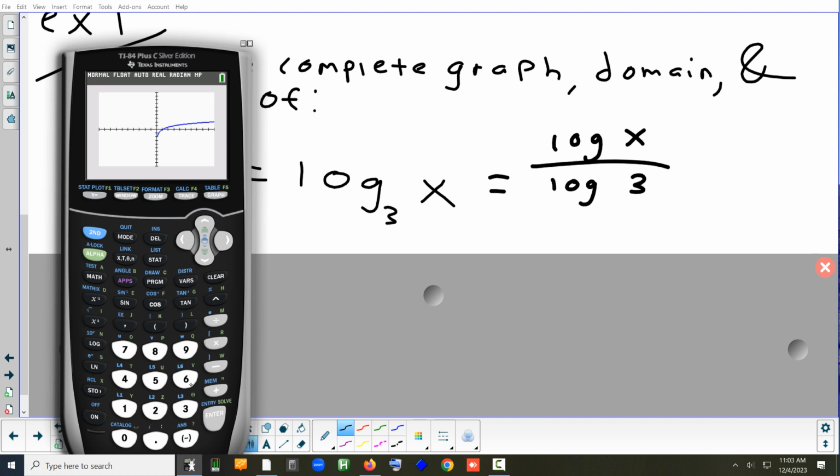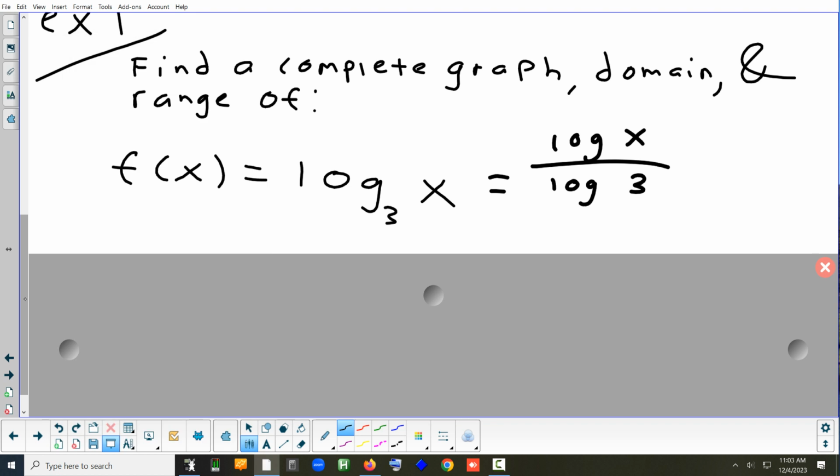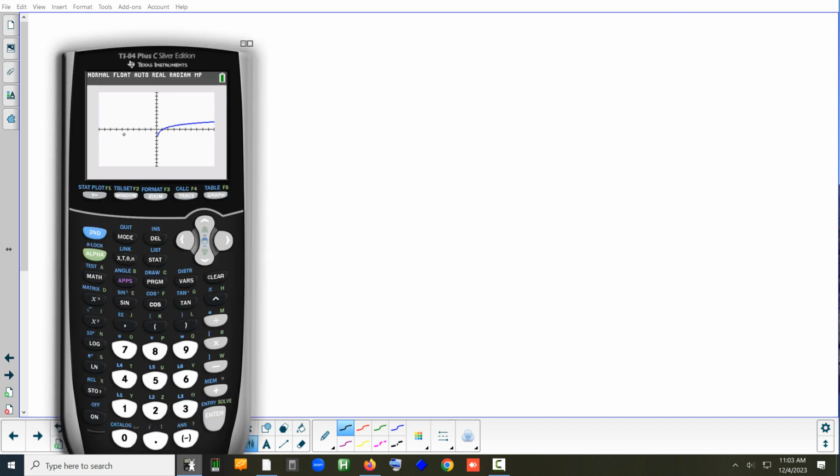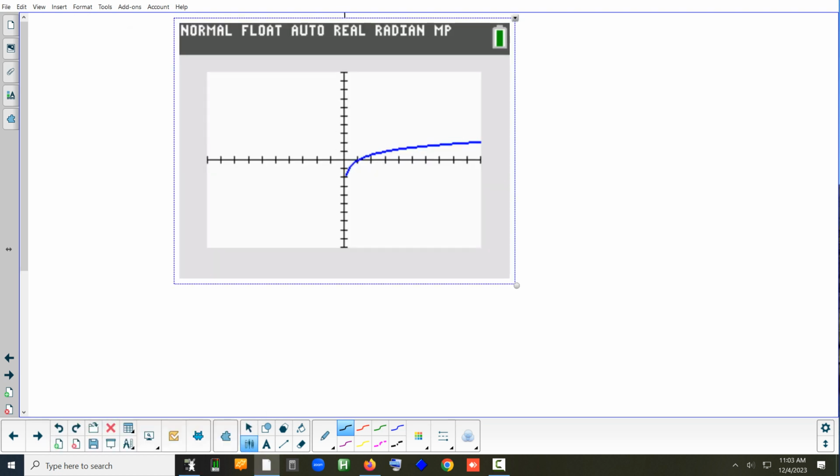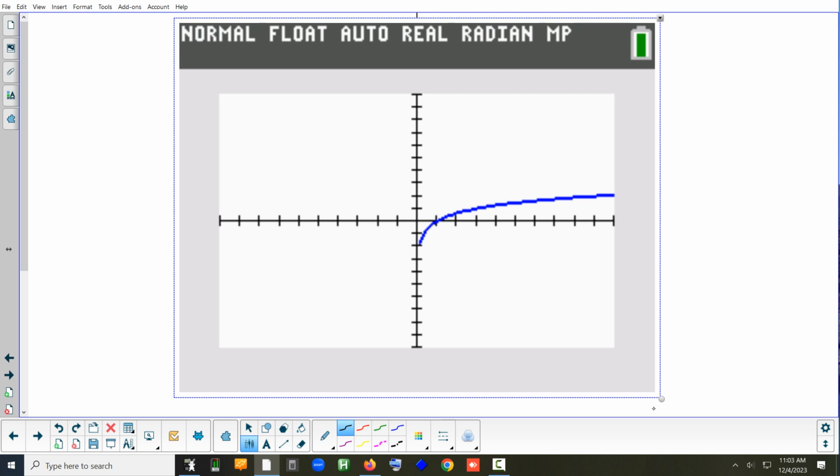We talked a little bit about sketching logs last week. Any comments on that sketch?